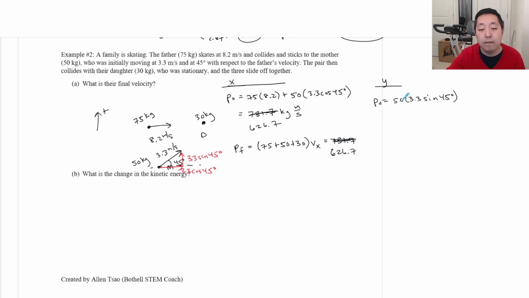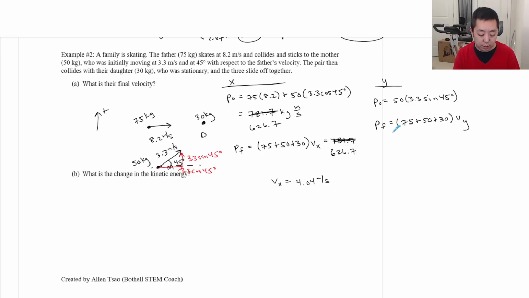626.7, okay? And so the mother doesn't have any vertical momentum in the x, and the daughter doesn't have any vertical momentum, and the father doesn't have any vertical momentum. So the mother just has this vertical momentum. And so that equals the final momentum, which is again the total mass of them times the Vy direction, right? So then we're just going to solve this equation. Vx is this divided by 155. So that's 4.04 meters per second. And then Vy is going to be 50 times 3.3 sine 45.